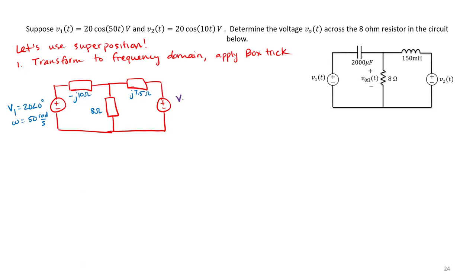Similarly, we know that V2 is going to be equal to 20 angle 0 degrees with frequency 10 radians per second. And remember, we calculated that our impedances are going to be different at 10 radians per second. The resistor is still 8 ohms, but now, at 10 radians per second, the impedance of our inductor is going to be J1.5 ohms, and the impedance of our capacitor is going to be minus J50 ohms.